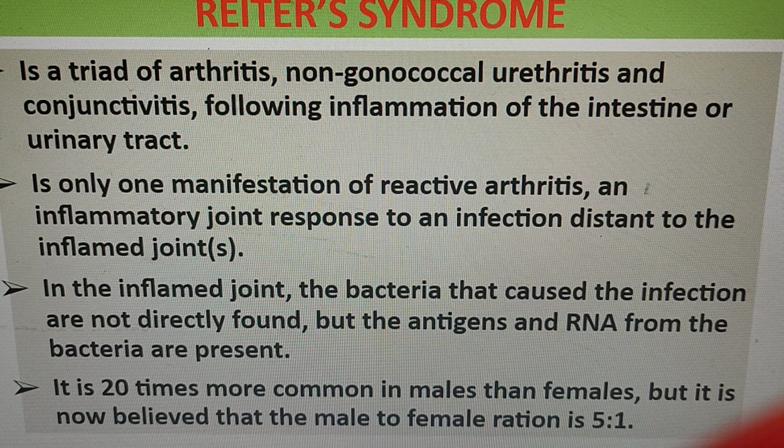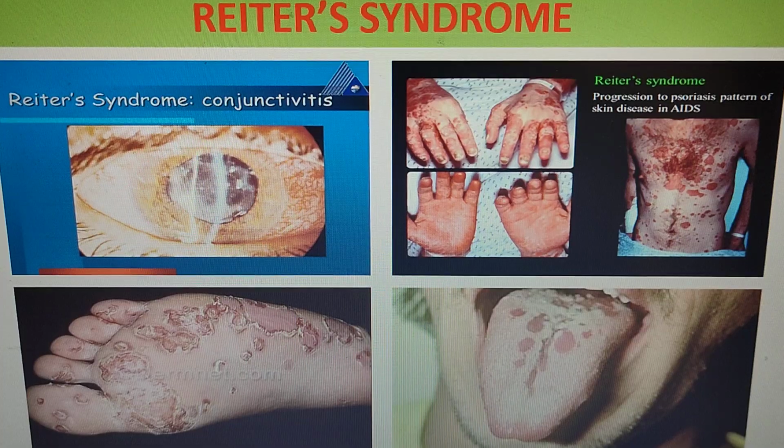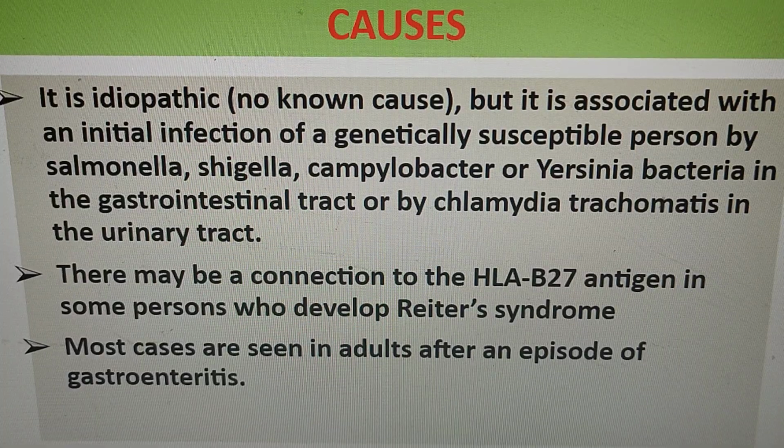It was thought to be 20 times more common in males than females, but it is now believed that the male to female ratio is 5:1. There you go, guys. You see a picture of Reiter's syndrome here. This is how this disease looks in your body. Good. Now, the causes of this condition, Reiter's syndrome.